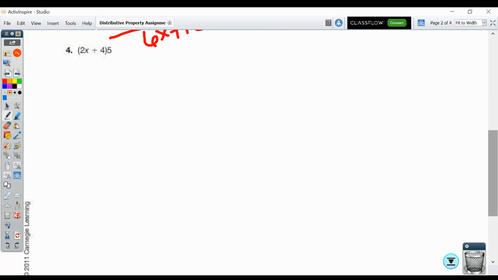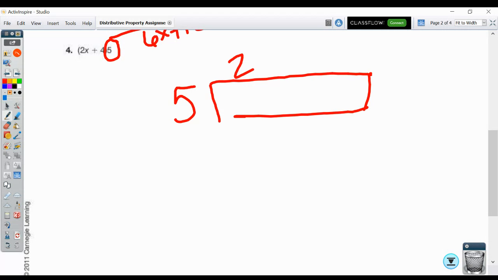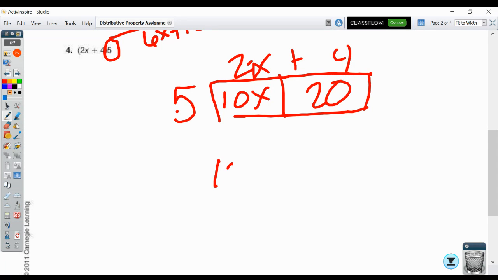The next problem says that I have 2x plus 4, and there's actually a 5 on the outside over here. It's the same thing though. I prefer to put the 5 on the front. It doesn't really matter. So I'm going to use the box method. So I'm going to put the 5 on the front. I have 2x plus 4. Draw my line. 5 times 2 gives me 10x, and 5 times 4 gives me 20. So my answer is 10x plus 20.